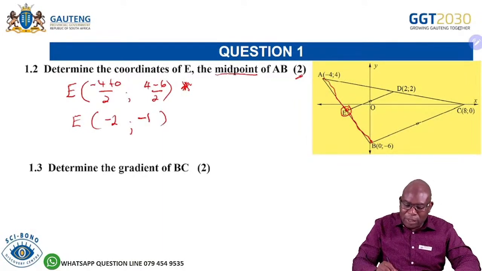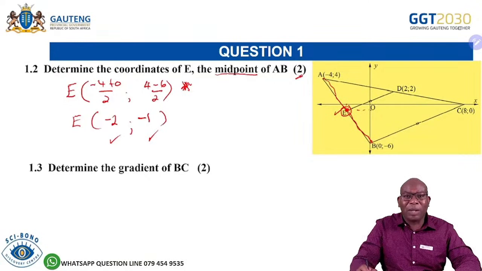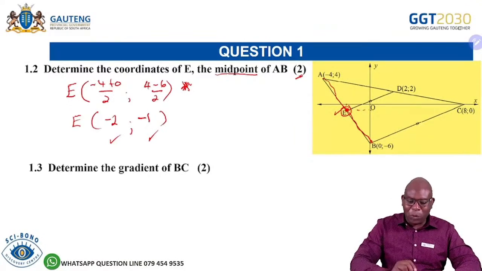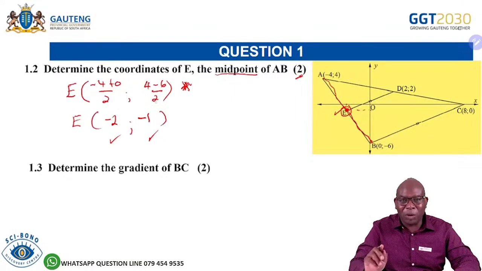I go and check on my sketch. Can this be minus 2? Yes. Can this be minus 1? Yes. I know I'm fine with that question. So I'm done with that question. I've got 1 mark there and 1 mark there, so you have 2 marks. Okay, right. Sometimes you make a mistake, but make sure you use a calculator to do that.